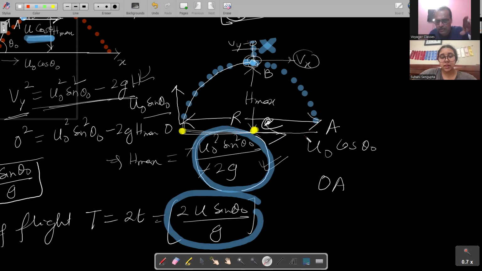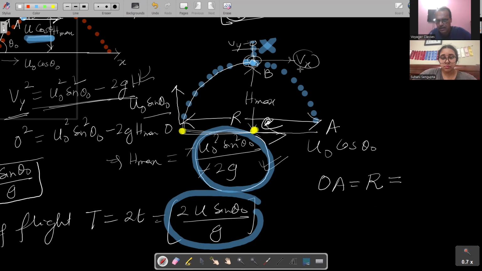Clear? If anybody asks what the vertical displacement of the particle is at the end of the journey, you will say it is zero, because it started from here, reached this side, and then came back. So the vertical displacement is zero, but the horizontal displacement is this range, OA. Now, OA is equal to R. That is the horizontal displacement.